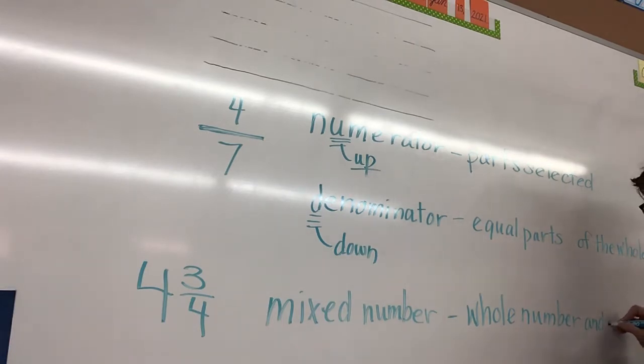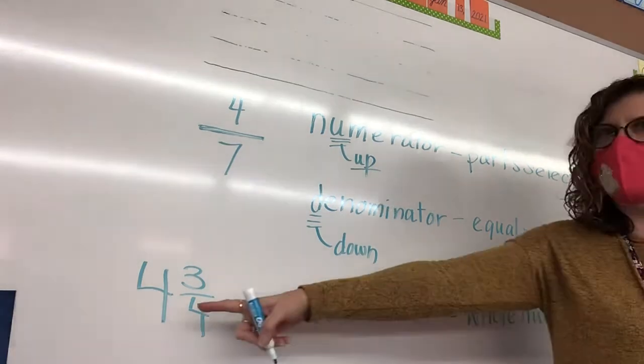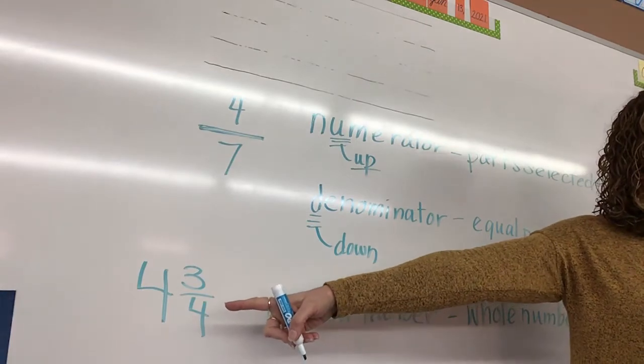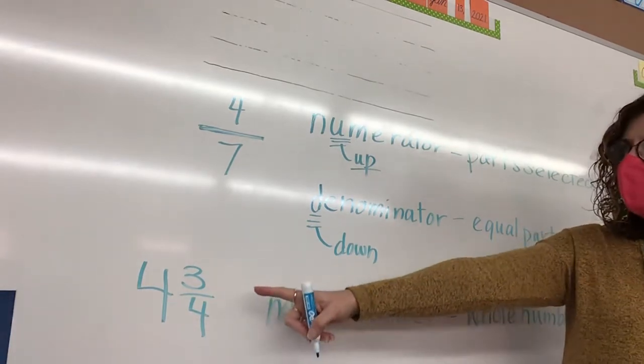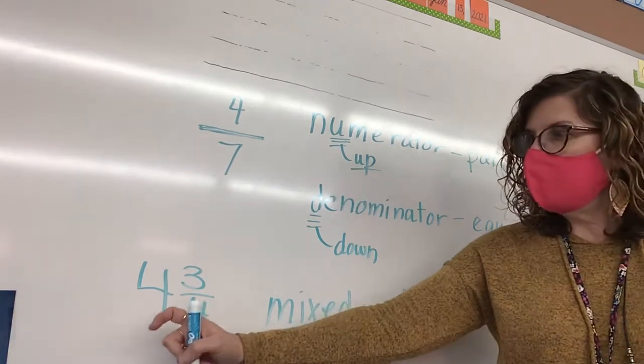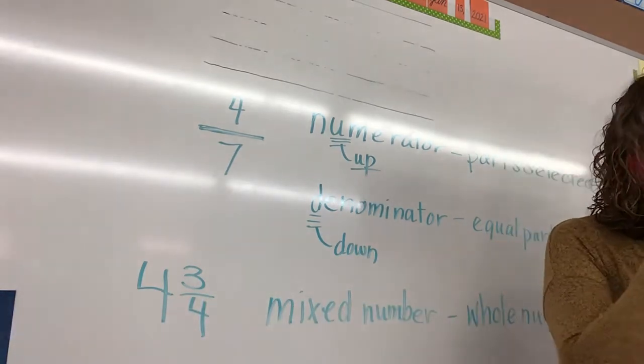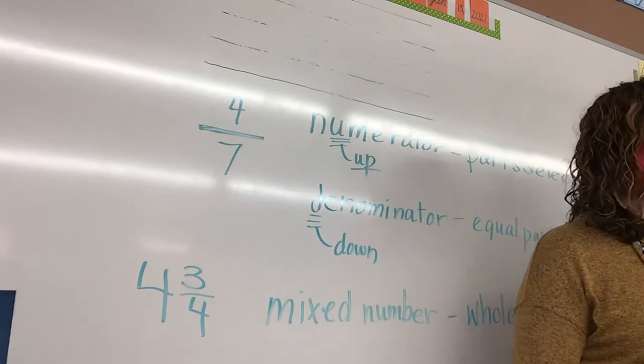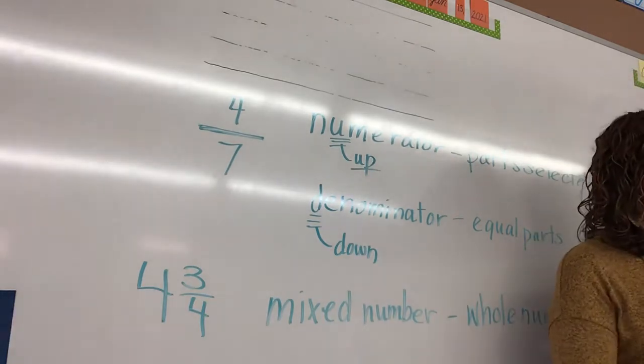Thank you. A whole number and a fraction. So in this mixed number, what's our whole number? 4. What's our fraction? 3/4. Alright, so our whole number is 4. That means we have 4 whole cakes, and then we have 3/4 of the last cake.